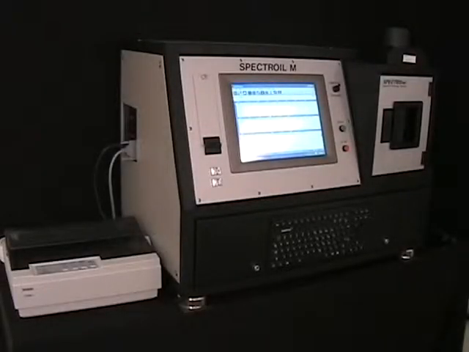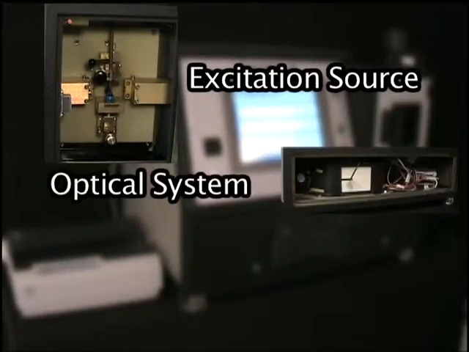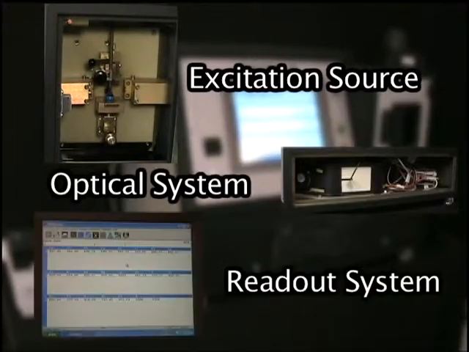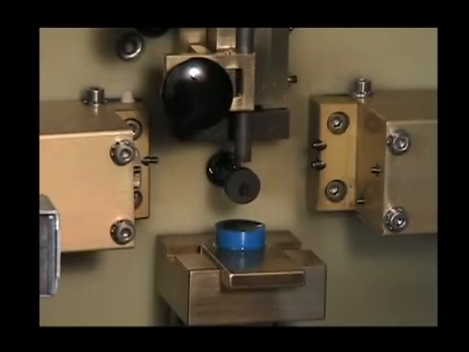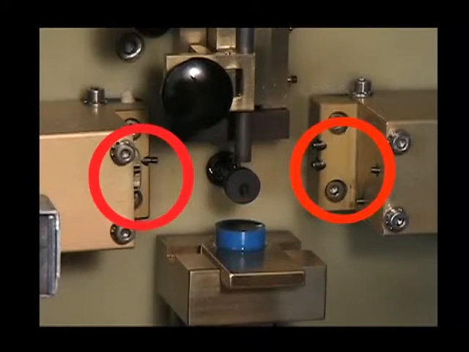The Spectroil consists of three main components: an excitation source, an optical system, and a readout system. The excitation source introduces energy to the sample. The excitation of the sample occurs in the sample stand, the chamber in which the oil sample is placed for analysis. Here we can observe a rod and disc carbon electrode, sample stand, and monitoring sensors.